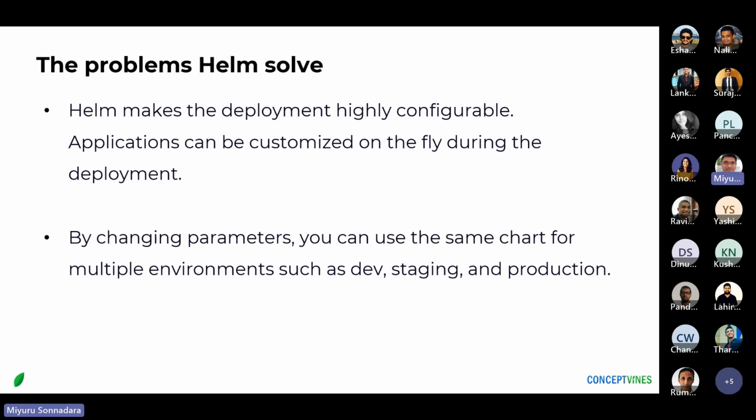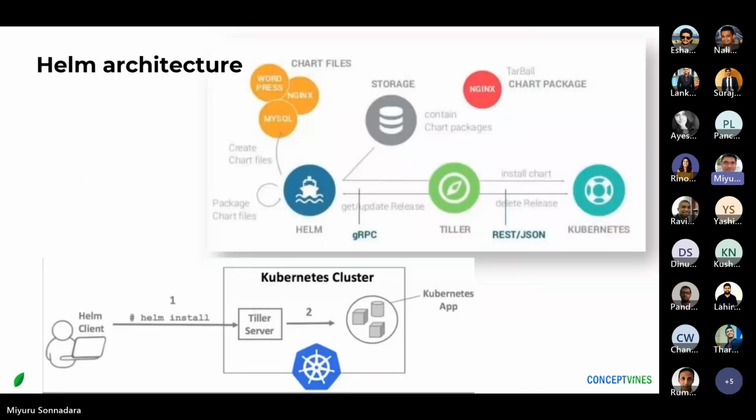You can deploy that in multiple environments, in dev, staging, and production, for example. So this is the Helm architecture. So you have chart files here. That means you could think of them as source files, and Helm would get the source files and create chart files.